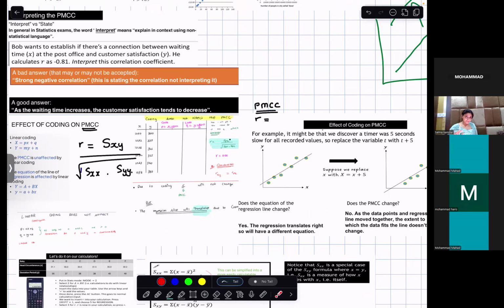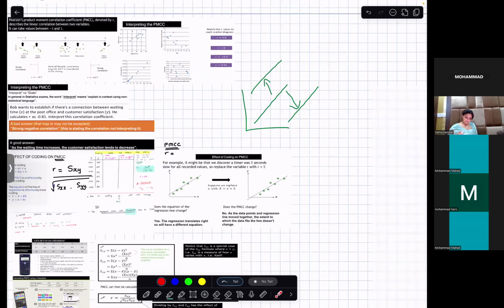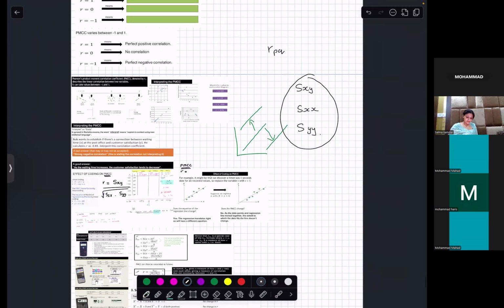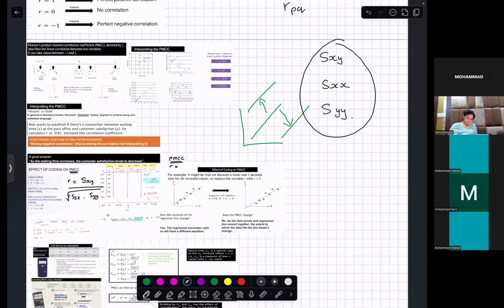Miss, could you please repeat? They ask you to calculate the PMCC for PQ, but they give you information of this. With this information, what can you calculate? R of X, Y. Coding will never change your PMCC, so R of PQ will be equal to R of XY.